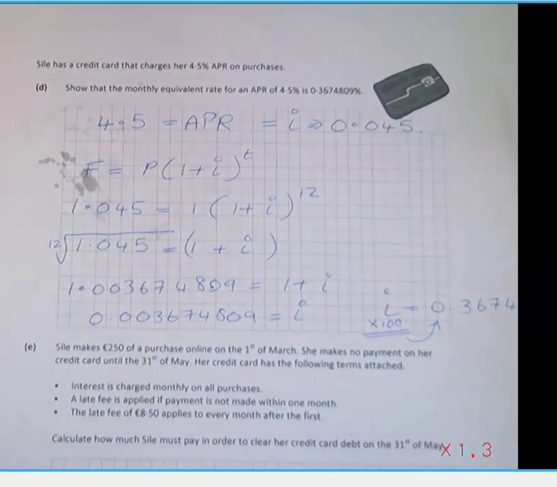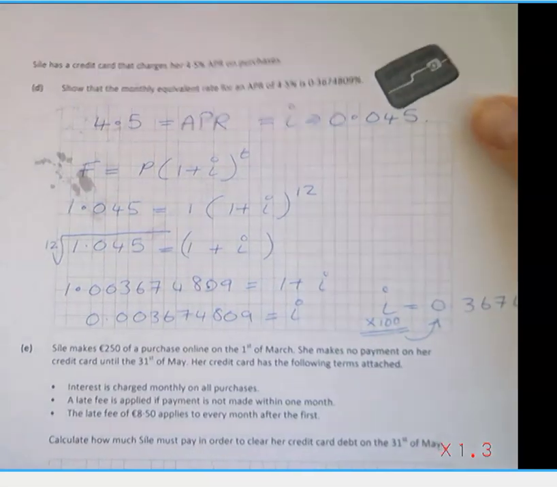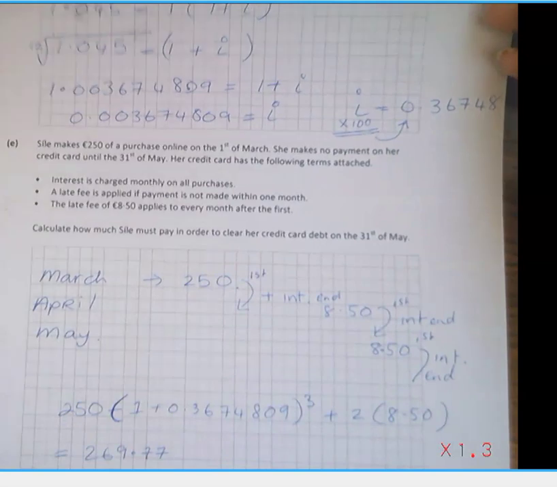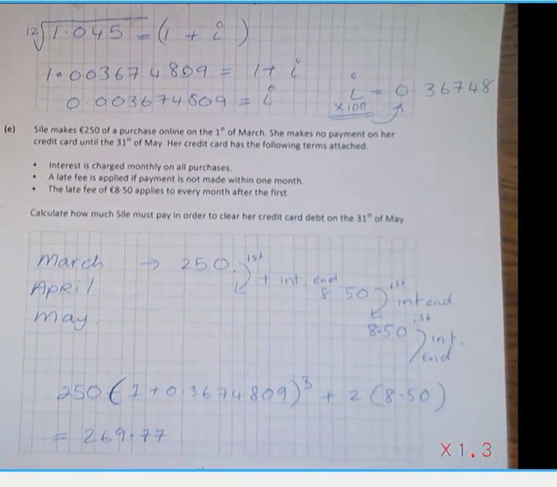Okay, and finally it says Sheila makes a purchase for €250 on the 1st of March. She makes no payment on her credit card until the 31st of March. How much has she got to pay at the end?